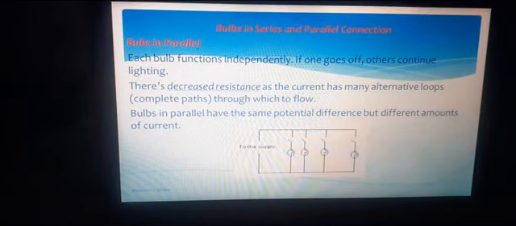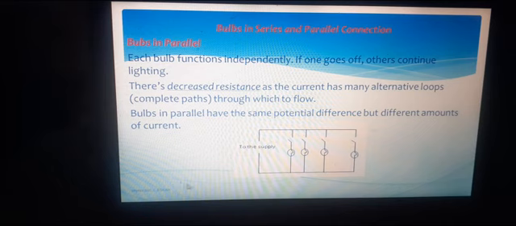Now, bulbs can also be connected in parallel and in series. Let's focus on bulbs in parallel. Each bulb functions independently. If one goes off, the others continue lighting. This is very effective when we are doing wiring in homes or in offices. This decreases the resistance to the current, as there are many alternative routes or complete paths through which to flow. Bulbs in parallel have the same potential difference but different amounts of current.